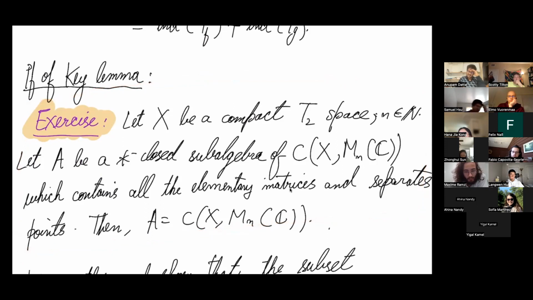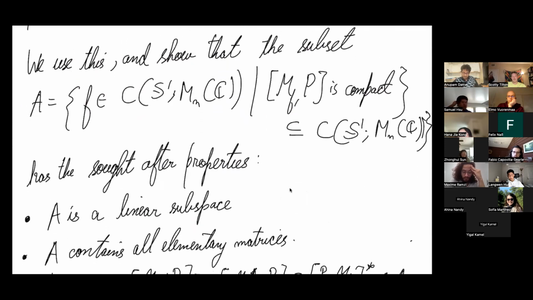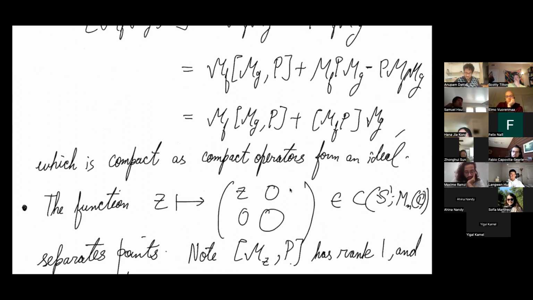And maybe I just say what it states: if you have a compact Hausdorff space, and if you want to understand when a closed star subalgebra of matrix valued functions on X is equal to the entire algebra, the technical conditions are that it has to contain all the elementary matrices and it has to separate points. This is the formulation of Stone-Weierstrass which I find quite handy in proving this lemma. And after that, the lemma is just some checks, which let me not go into.